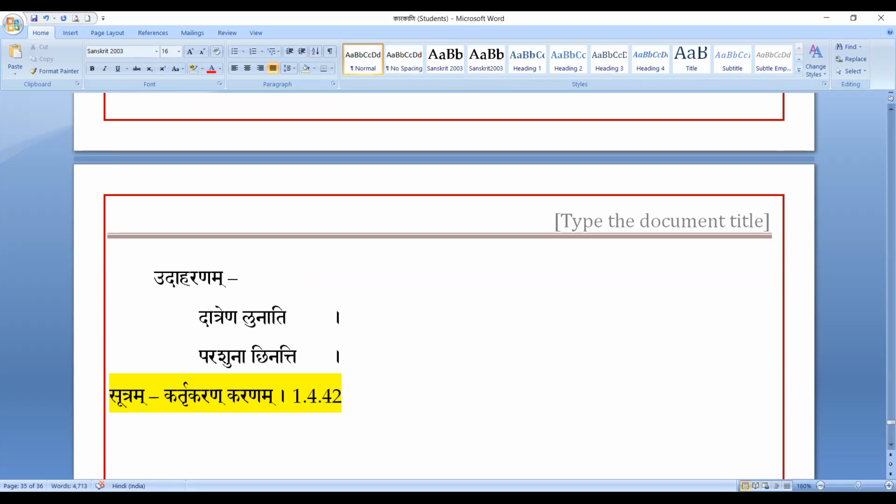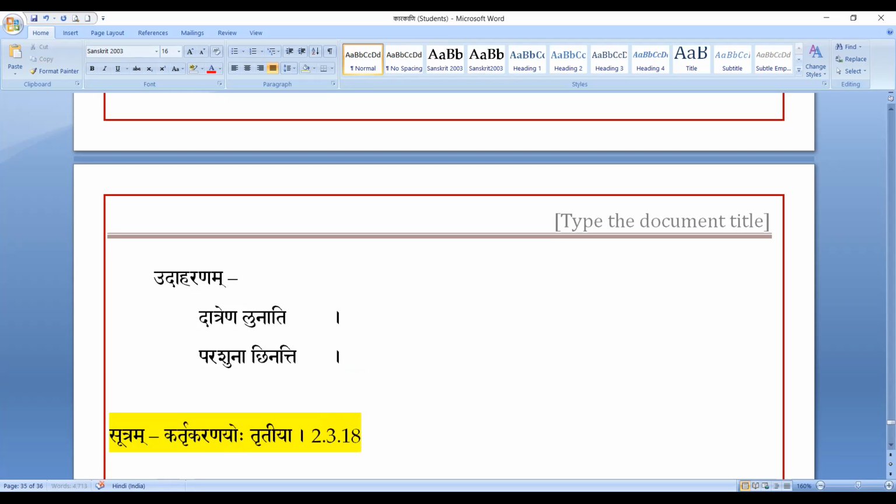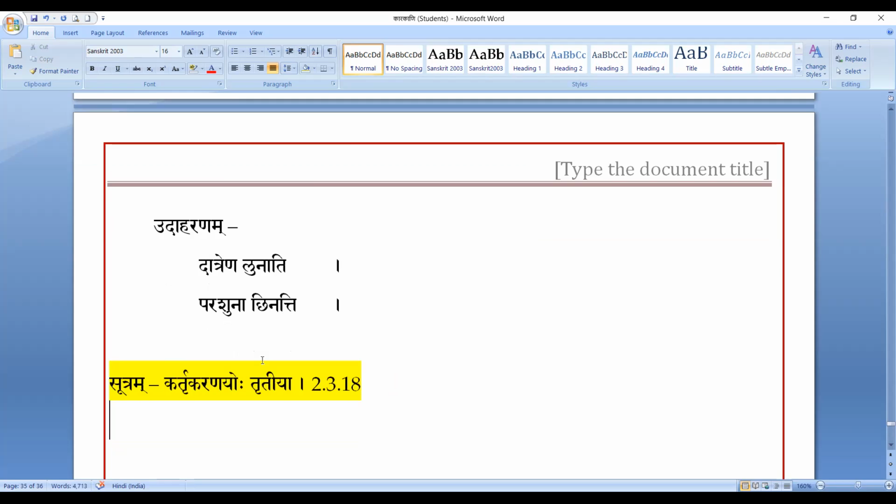Kartrkaranayoho Tritiya. This is not a Karaka Sutram, Sanya Sutram. It is assigning Vibhakti to the Karana Karaka, which will take Tritiya Vibhakti. That is 2.3.18. The number itself tells you it is in the Anabhihite section. Therefore, in that section, vibhaktis are assigned to the Karaka. Karaka Sanya given in the first chapter, 4th section, is assigned vibhakti in this section.